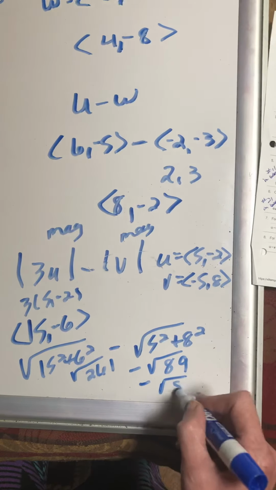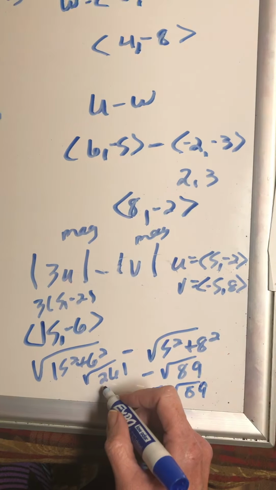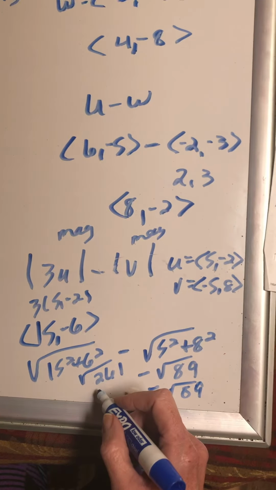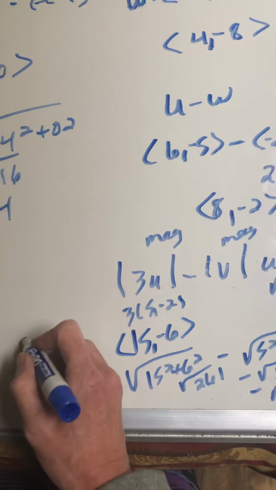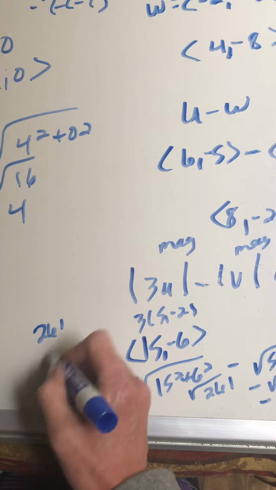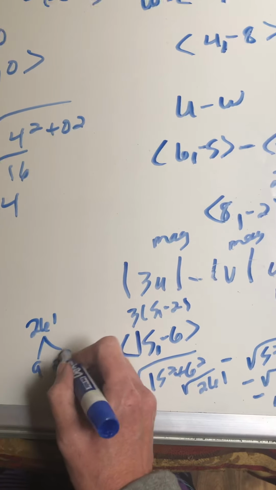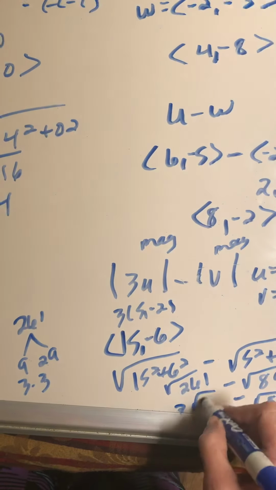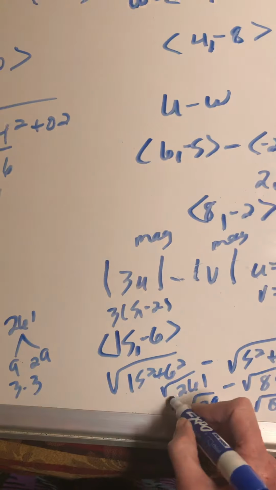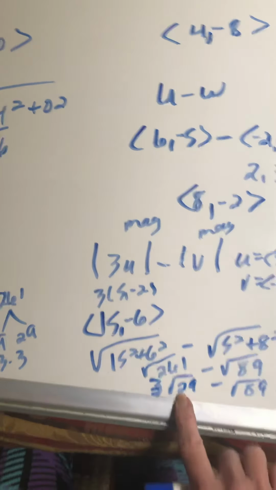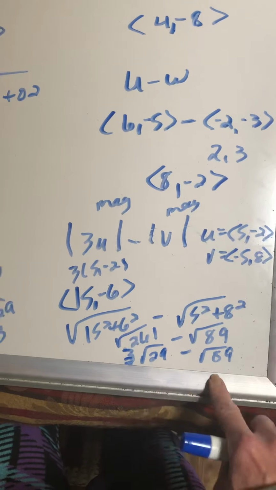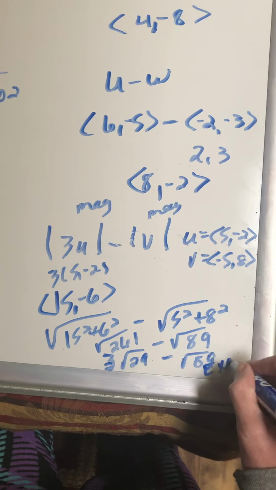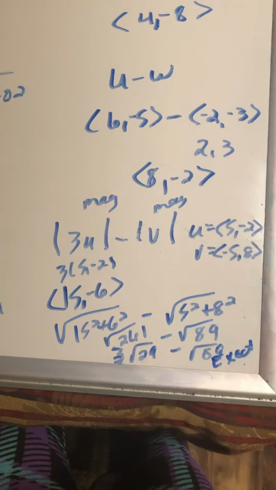The square root of 89 doesn't simplify. The square root of 261 does. If you take 261 and break it up or divide it, it's actually 9 and 29. So that's 3 and 3. So it would be 3 square roots of 29. Sorry, that is a 3. So it would wind up being 3 square roots of 29 minus square root of 89. And you'd stop right there. It says to write an exact answer, so no decimals. So that's your exact answer.